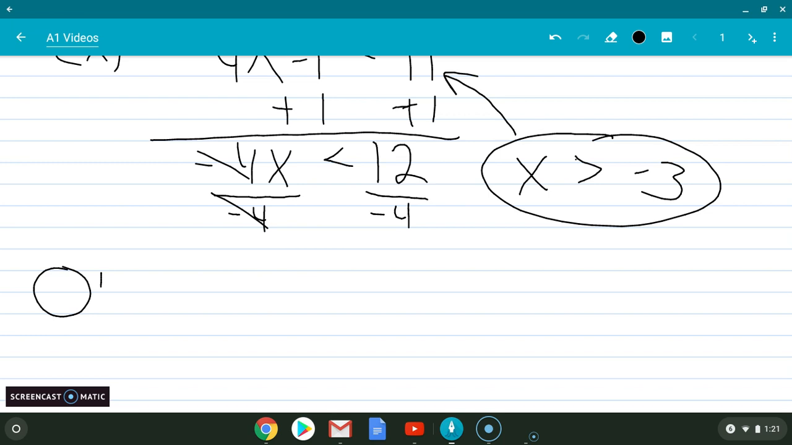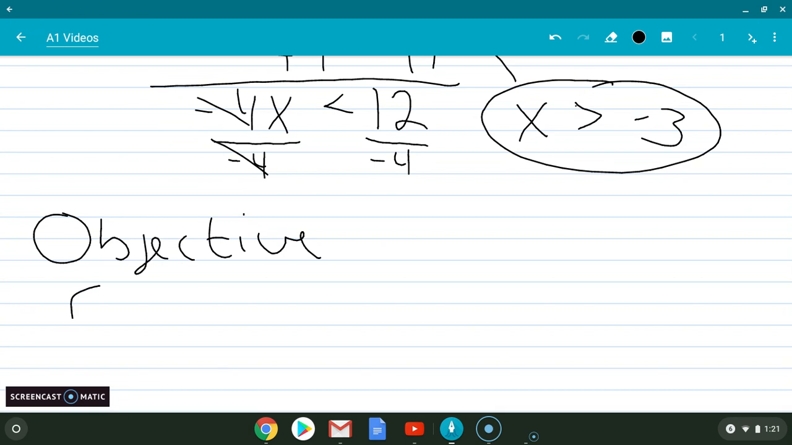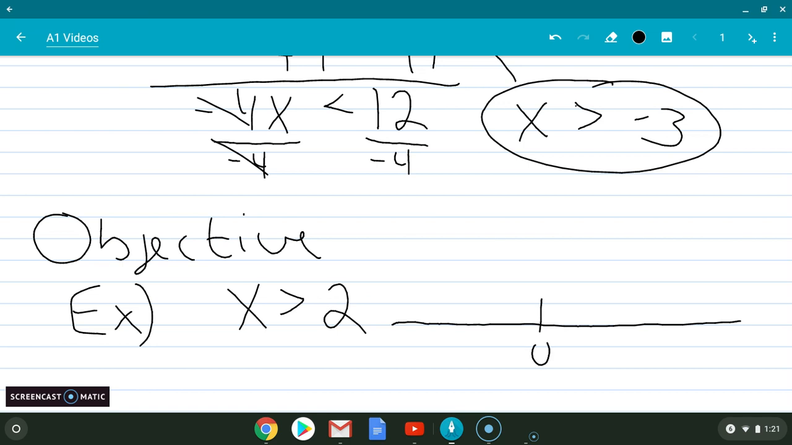Objective 3, how do we represent these inequalities on number lines? I'm going to do 3 quick examples. What if I have x is greater than 2 and I want to represent that on a number line? I'm simply going to go to my number line, 0, 1, 2, 3, -1, -2, -3. And here's what I'm going to do. I'm going to put an open circle on 2, and then I'm going to put a line with an arrowhead pointing to the greater numbers. That's how I represent x is greater than 2.